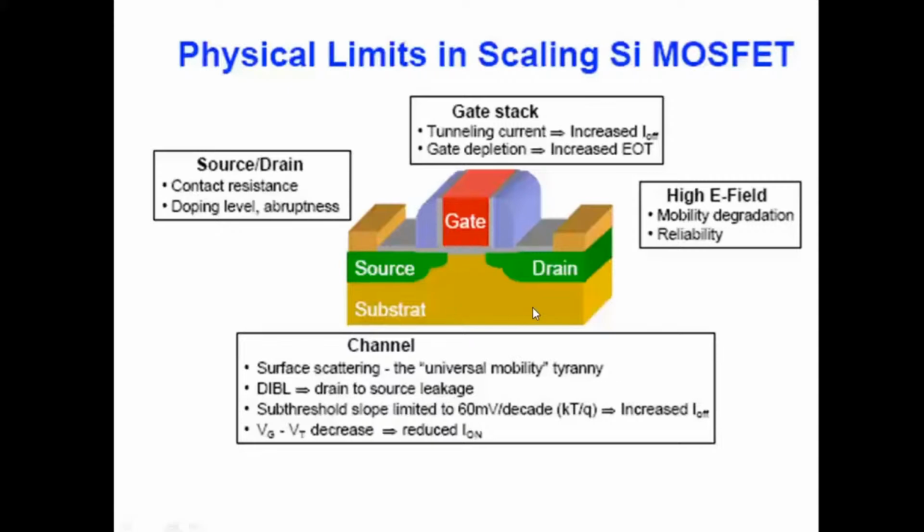We are operating the MOSFET at room temperature, so this factor kT/q tends to limit the subthreshold slope to a value of 60 millivolt per decade. This results in an increase in the off current with scaled MOSFET. Also, VGS minus VT tends to decrease. Therefore, Ion is less compared to the expected Ion. So, what are the solutions?